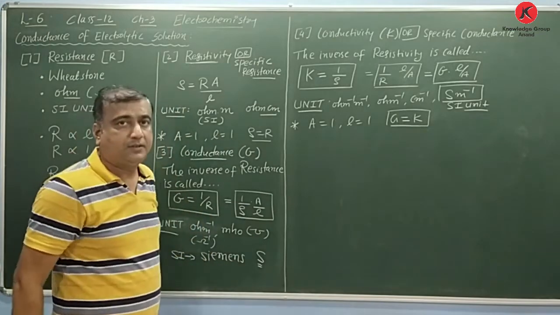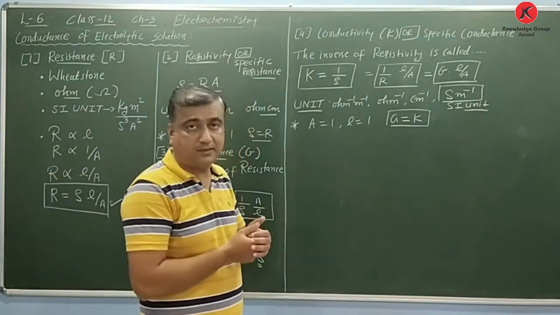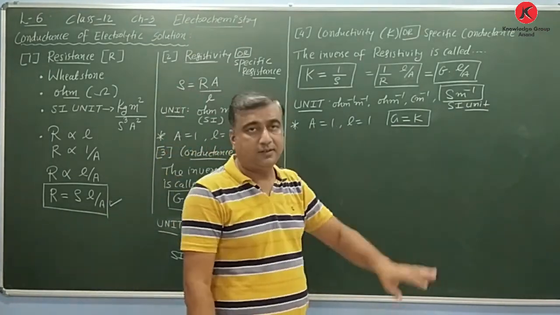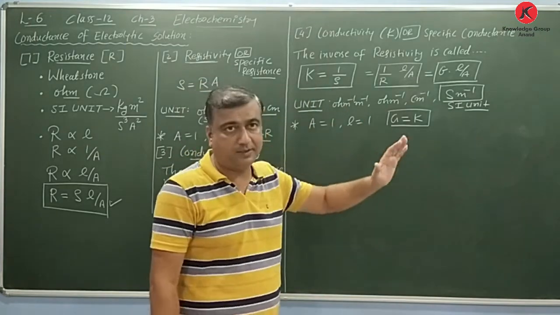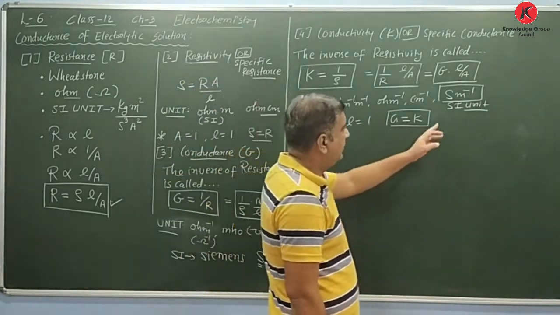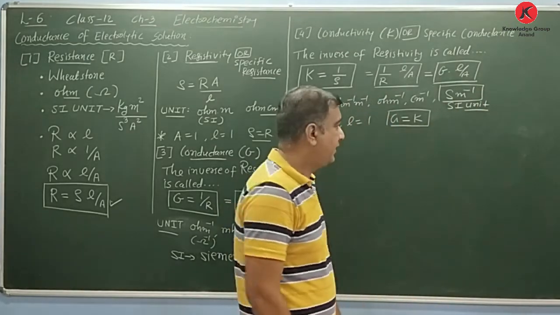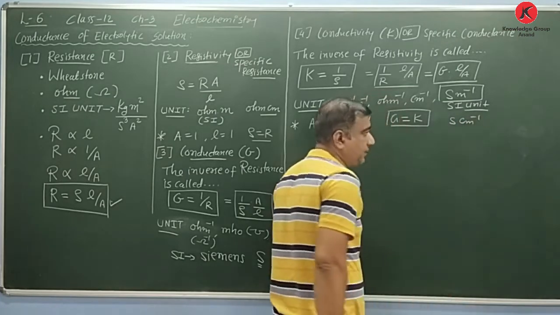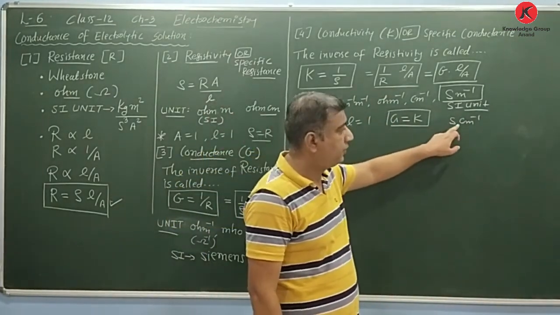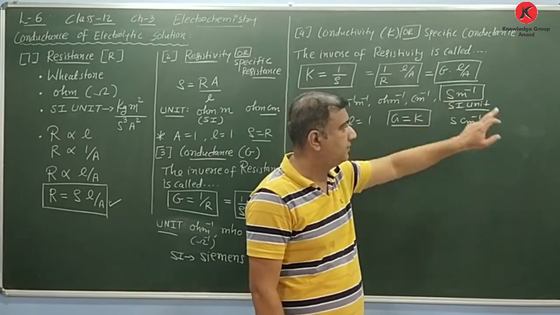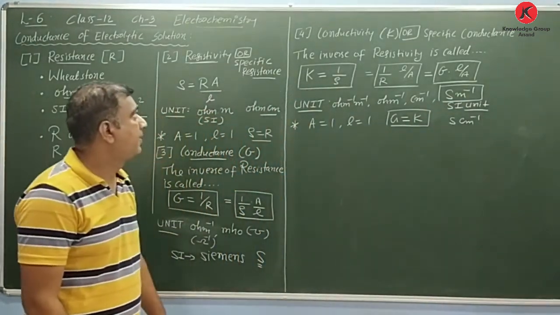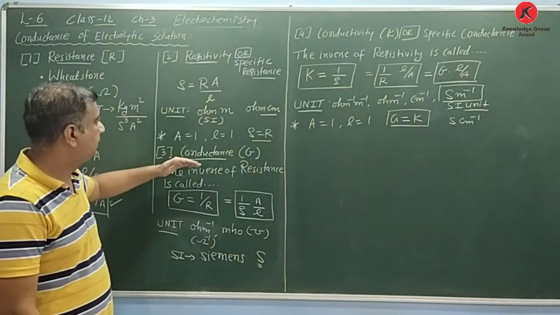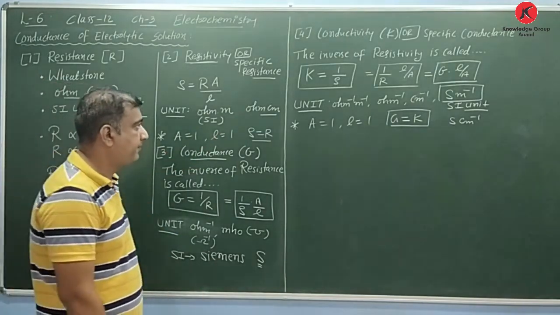That means when we measure the conductance of a material having unit area and unit length, that is known as the conductivity. Siemens meter inverse is the SI unit. Sometimes it is also calculated in Siemens centimeter inverse, but this is not the SI unit. The SI unit is Siemens meter inverse. That means four basic terms: resistance, resistivity, conductance, and conductivity.